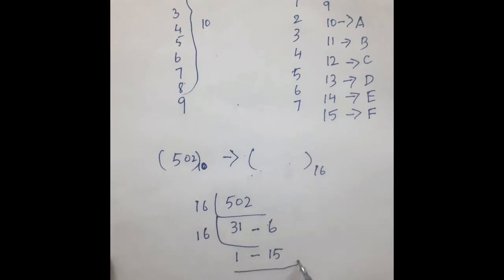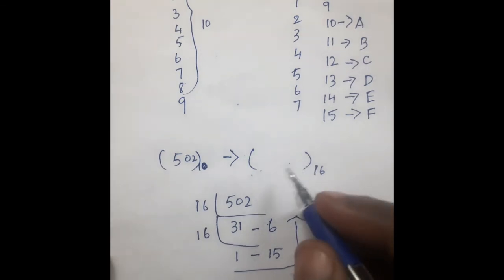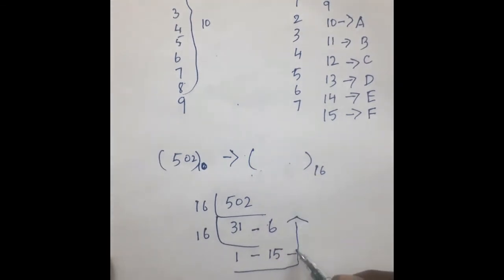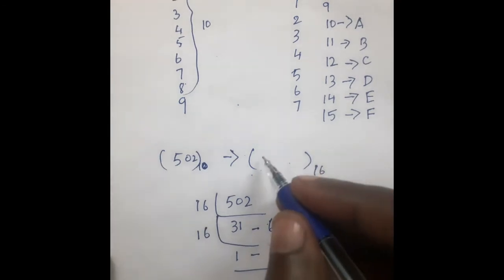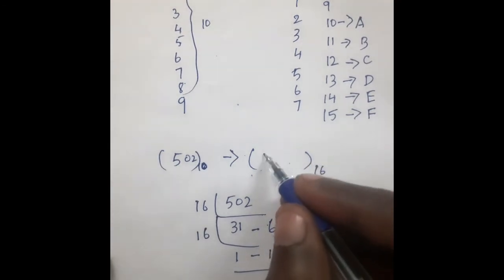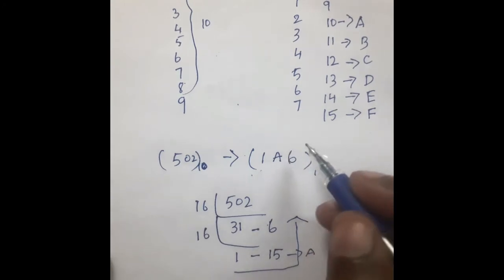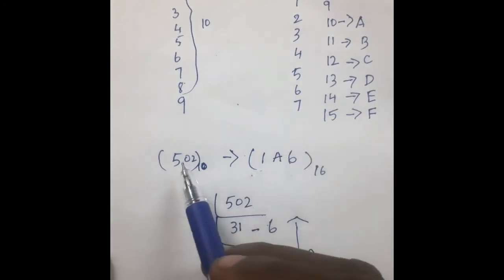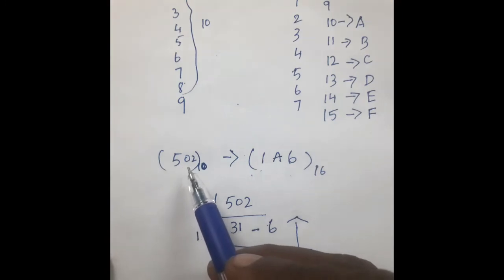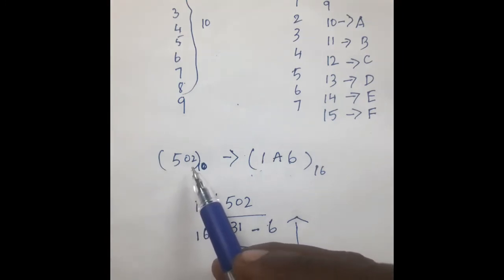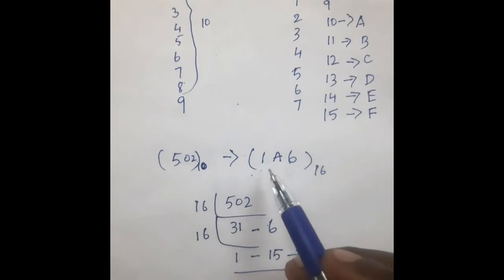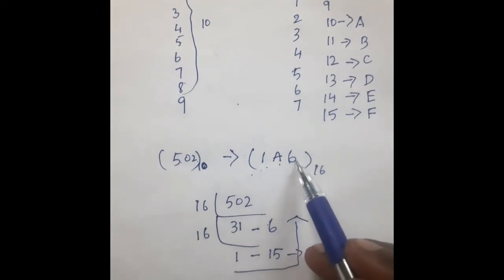So it has to be written in this upward direction, that is 15 equivalent hexa is A. So it has to be written as 1A6. The equivalent hexadecimal number for 502 is 1A6.